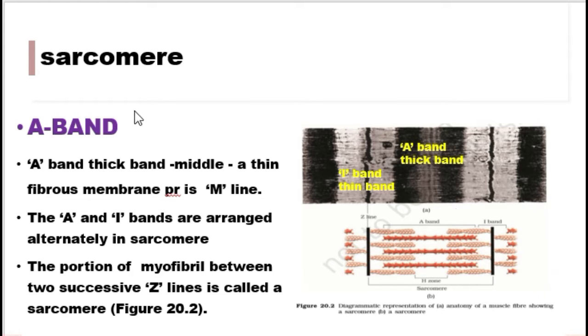And next we have to see the sarcomere. What is sarcomere? Sarcomere is the unit of myofibril that is formed by actin and myosin, and this sarcomere is formed of a dark zone and light zone. This light zone we call I band. At the center of the I band the Z line is there. From one Z line to the next Z line we call it sarcomere. So this consists of a Z line, a part of the I band, then the A band, then a part of the I band, then the Z line.